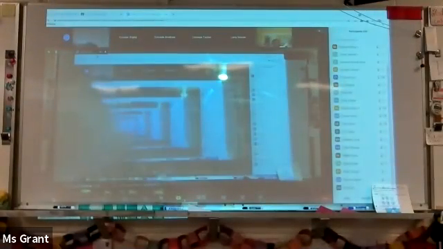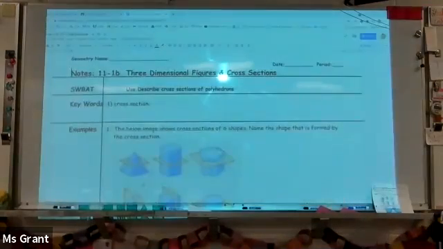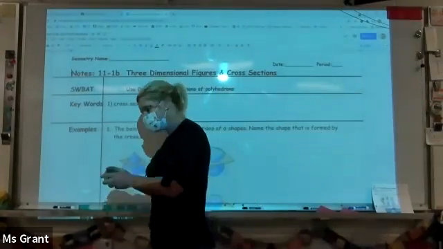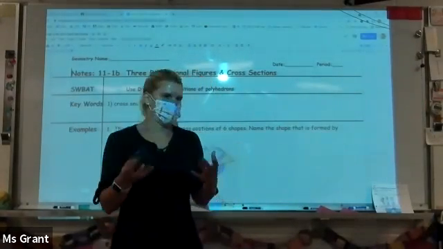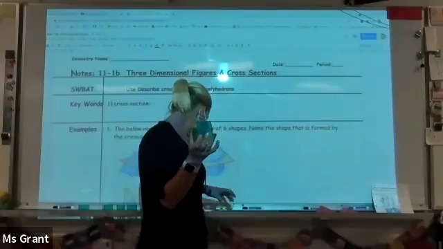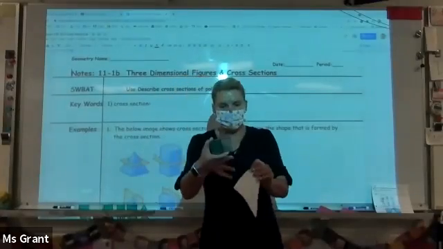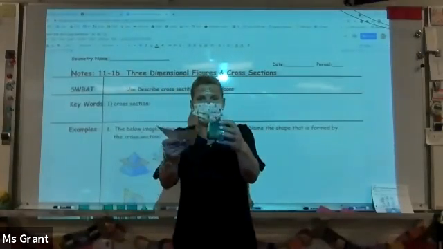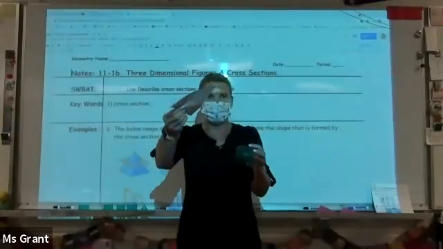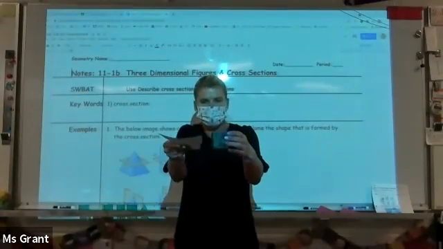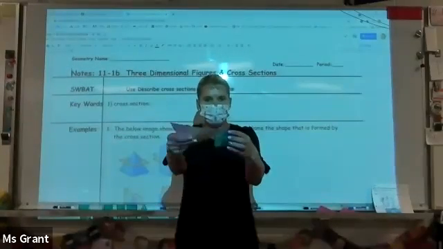We are on chapter 11, section 1. We are talking about three-dimensional figures again, but this time a cross section. A cross section of a three-dimensional shape means that I slice using a plane, a flat surface. I slice through a shape and it goes all the way through.